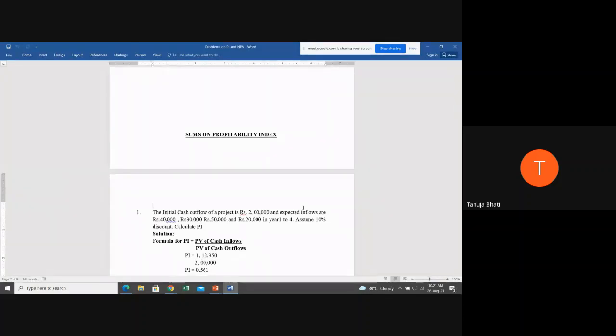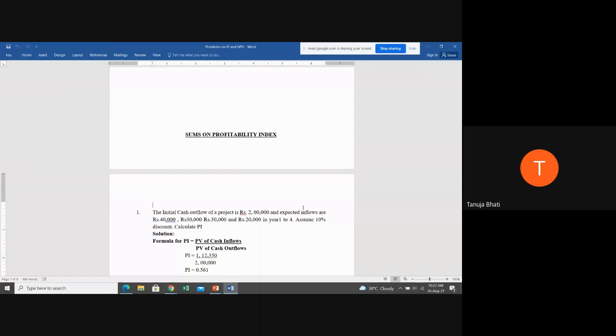Now can anyone tell me what is the decision rule in respect of profitability index? We have just revised it in the PPT. In NPV we used to compare it with 0: if NPV is greater than 0, accepted; less than 0, rejected; equal to 0, indifference. Similarly for PI, can anyone tell me what is the decision rule? With what value are you going to compare it?